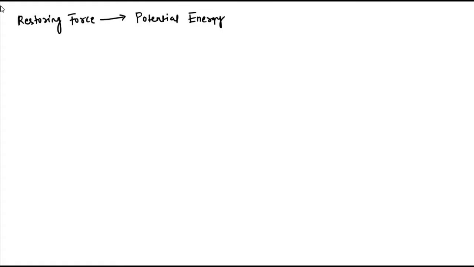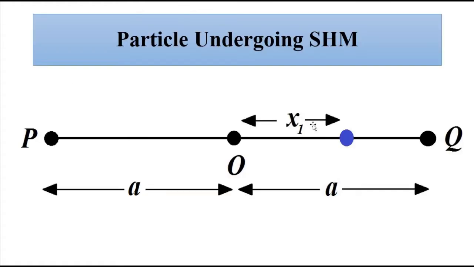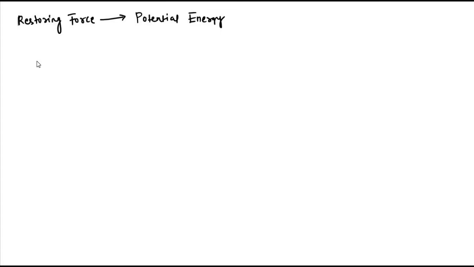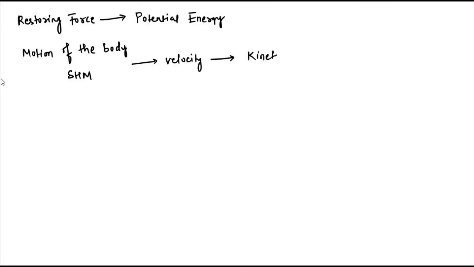Now as the body is in movement, it has a certain velocity, and because of that velocity, because of the motion of the body in SHM, simple harmonic motion, it has the second component, which is kinetic energy. And these two energies are considered when we are considering simple harmonic motion.